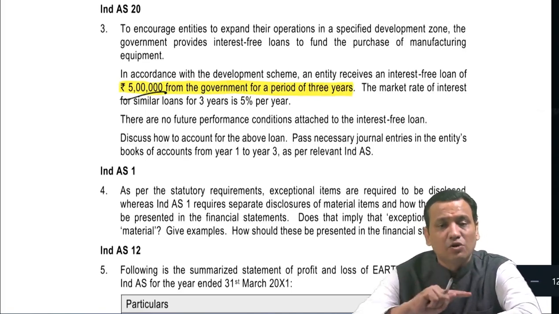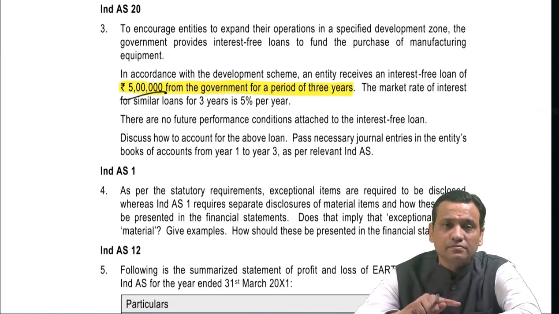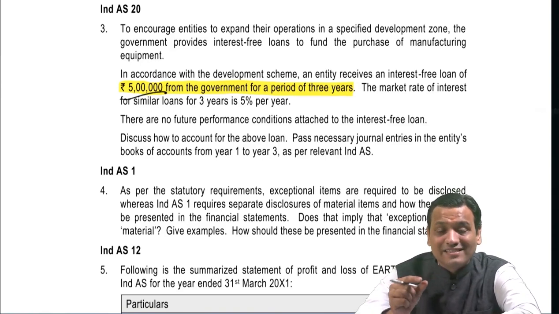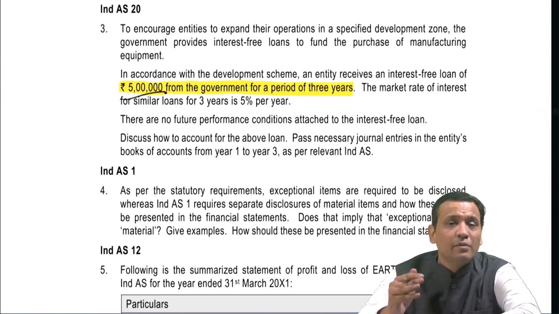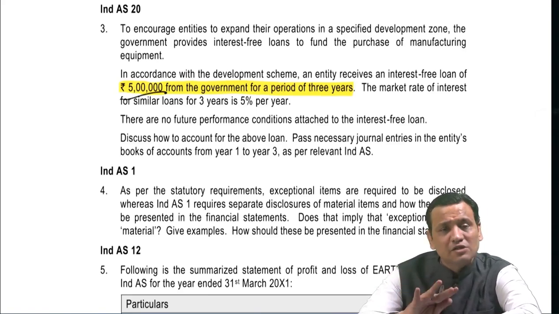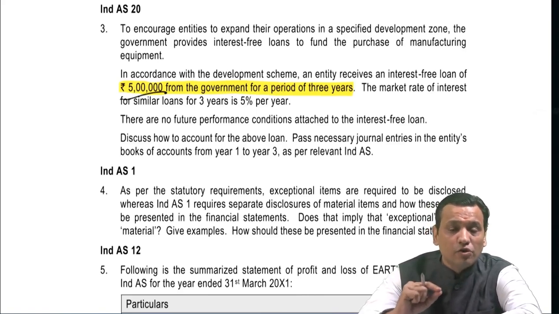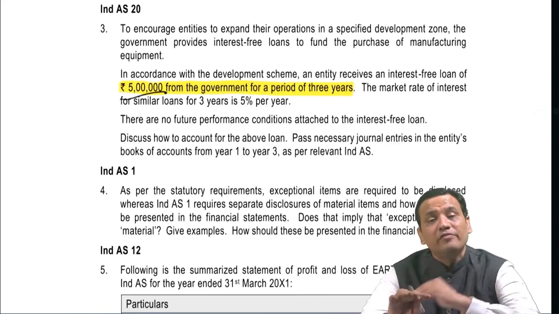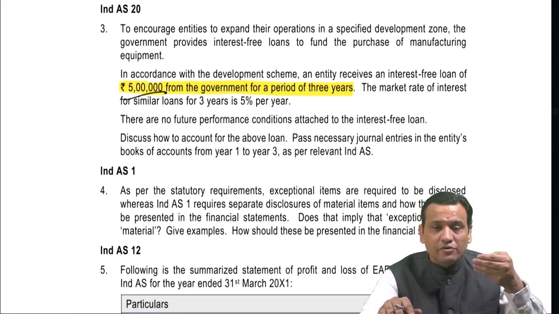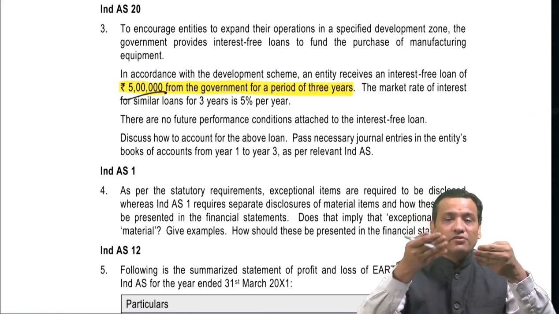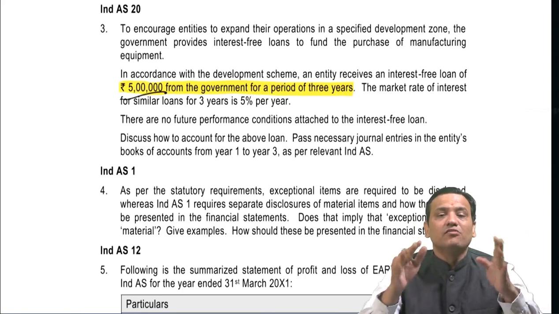So I will be discounting that 5 lakhs at the rate of 5% based on the discounting factor for the 3rd year. So I will be getting the present value of the 5 lakhs which I pay, because if you look properly, the outflow in year 1 is 0, year 2 is 0, year 3 is 5 lakhs into the discounting factor. So I will be getting the present value of the loan, or I can say the fair value of the loan. And what we will do is compare the proceeds received with the fair value of the loan. The difference is nothing but the government grant.